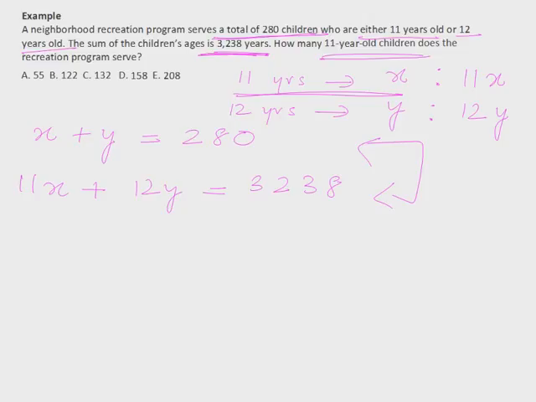Another way to do it: don't solve, plug in. Take X equal to 55. Find Y from this equation. Use that value of X and Y here and see if you get 3238. If not, try the next value. Try 122 for X. Find out Y from the first equation. Plug in that value of X and Y in the second equation. See if you get 3238. When you get 3238, you have found the right values of X and Y. So there are two ways to solve this. Choose the one you prefer.